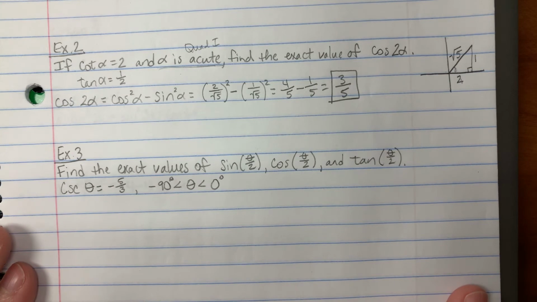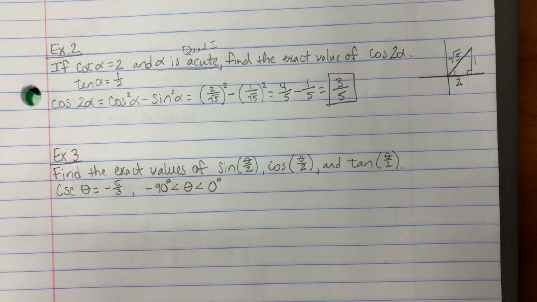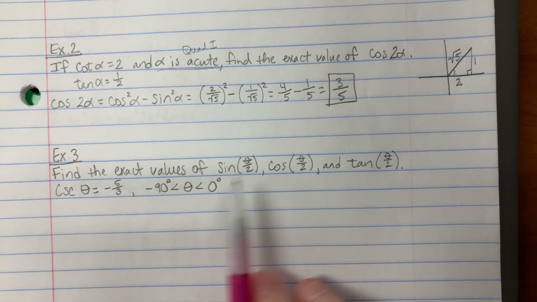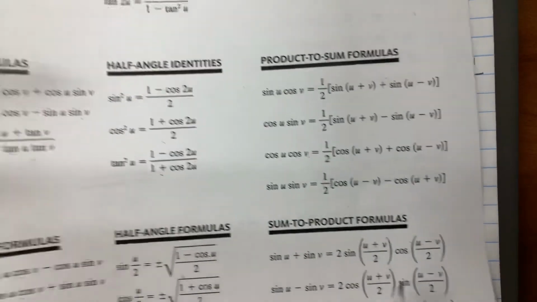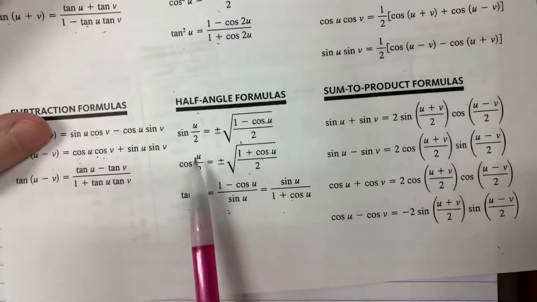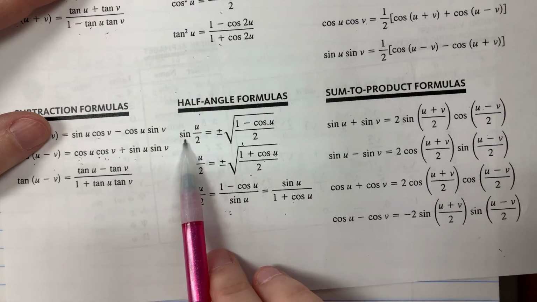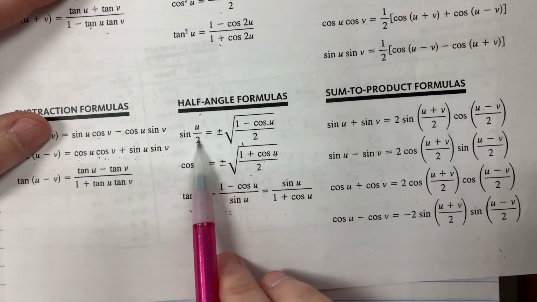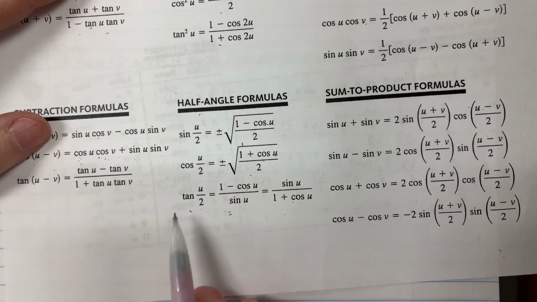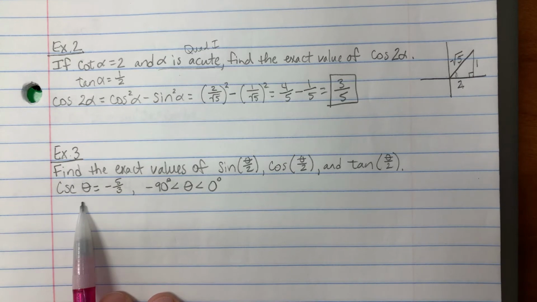All right, example 3. They want me to find the exact values of these half angles. So sine, cosine, and tangent of theta over 2. That makes sense. Okay, so now I'm using these half angle ideas. So I'm going to be using these formulas down here, because that gives me my sine of my angle over 2, cosine of my angle over 2, tangent of my angle over 2, which is what I'm looking for. So let's look at what information they gave us.